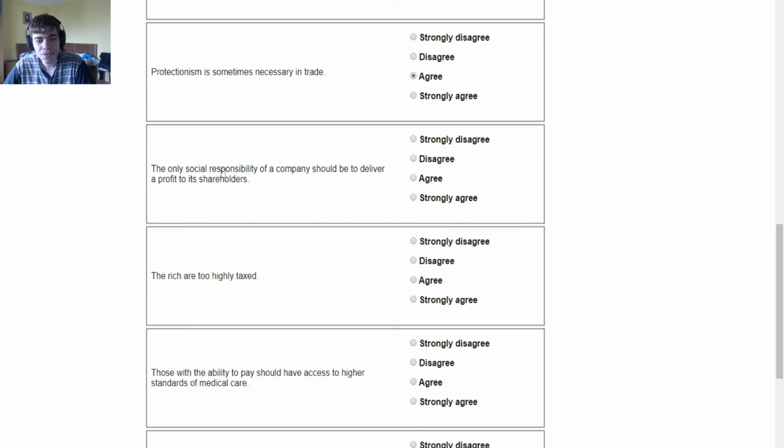The only social responsibility of a company should be to deliver profit to its shareholders. I mean, it is now, but it shouldn't be. So I'm gonna strongly disagree.